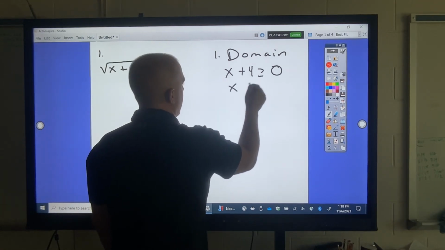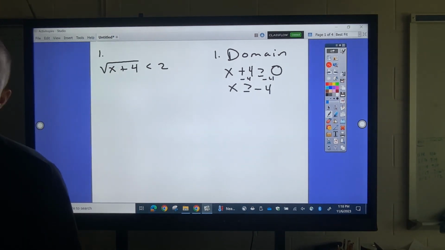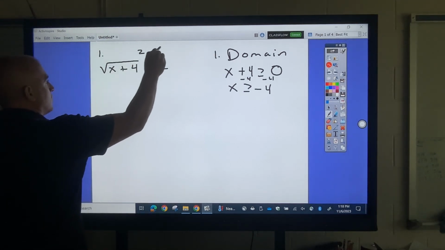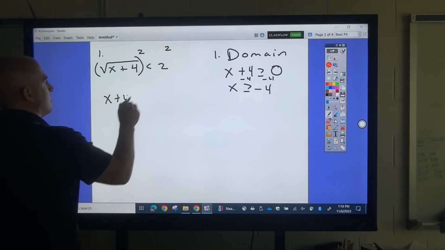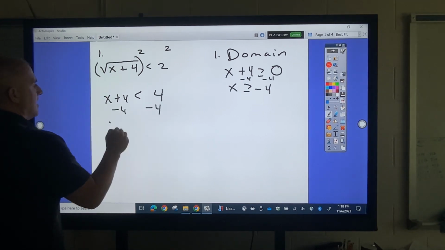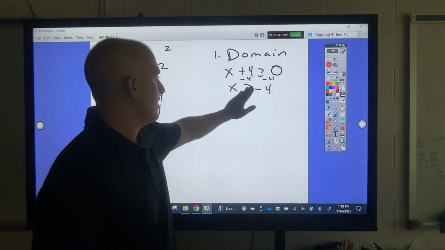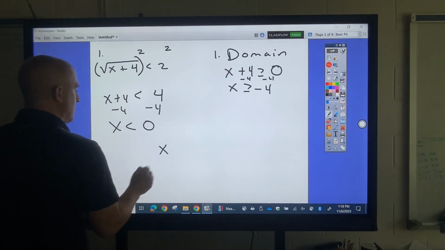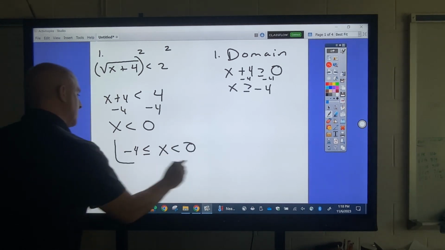So if you go to solve that, in this case by subtracting 4, the answer has got to be greater than or equal to -4. Now if I go to solve the inequality, what I want to do is square both sides. That's going to get rid of the radical, and it turns the right side into 4. If I solve for this, I get x is less than 0. So the idea is I can have something like this, but then I also have to have something like this. So my answer has to be greater than or equal to -4, but less than 0.